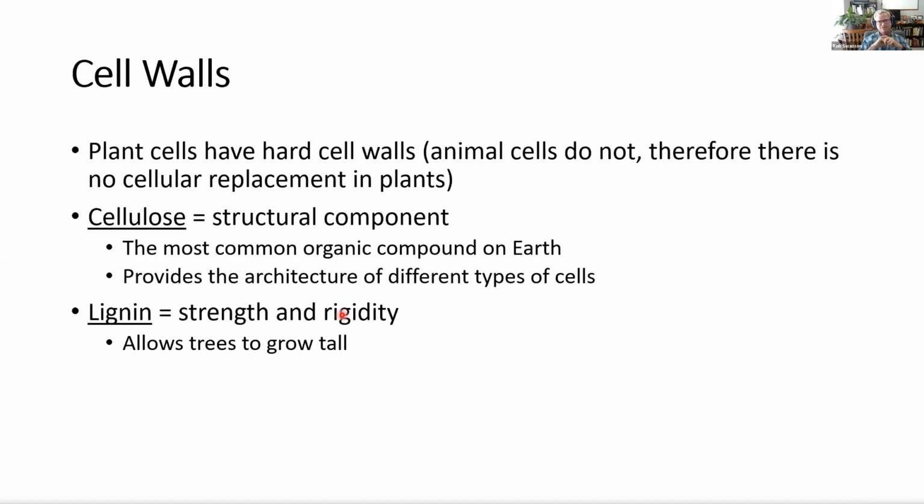It's not replaced. And this is why we need to take the word healing out of our vocabulary when it comes to plants. Plants are not capable of healing. So please try not to use those words. Cells are made up of both cellulose and lignin, and this is what gives them that strength on the outside cell wall. So cellulose is a structural component. It's the most common organic compound on Earth. It provides the architecture of different types of cells. Lignin is what gives rise to strength and rigidity. Lignin is what allows trees to get to be tall.